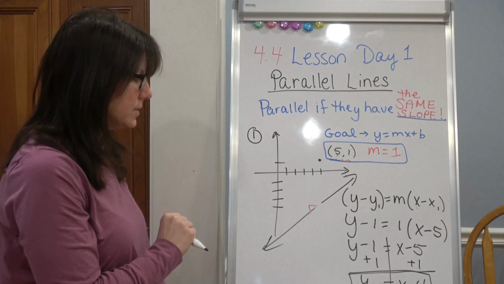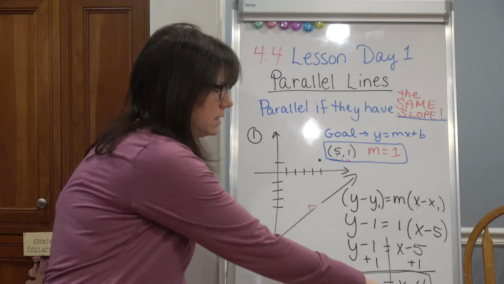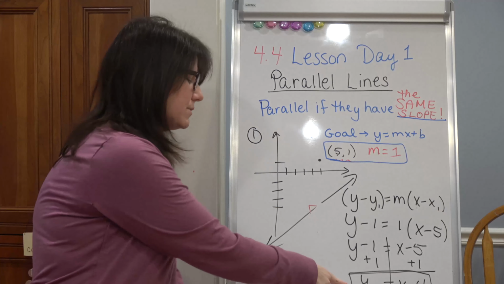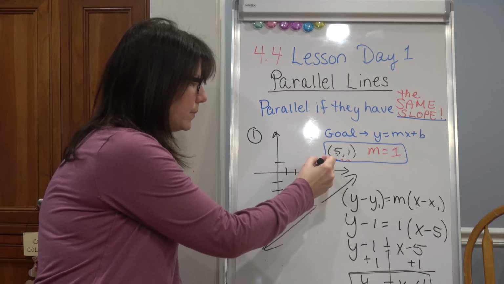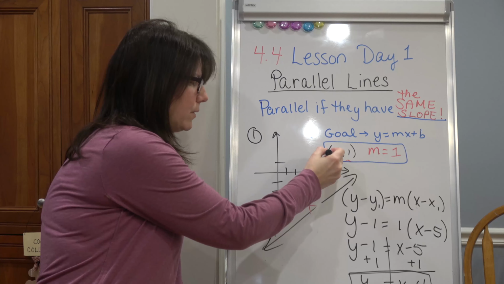Now they also wanted us to graph this, and so we could certainly graph it. We didn't need to find the equation to graph it because we have the point and we have the slope, so we know it's going to be up 1 over 1.